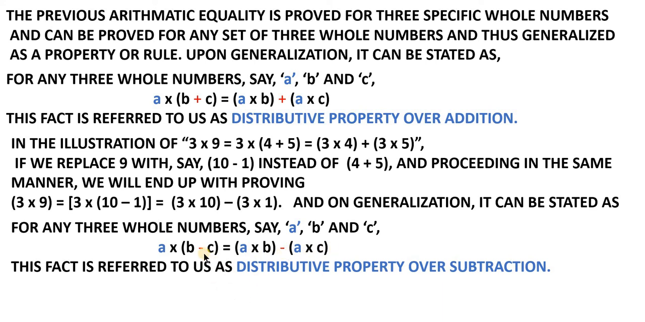And here on the left hand side expression, the factors B and C are connected with a negative sign, minus. We say this fact is referred to as the distributive property over subtraction.